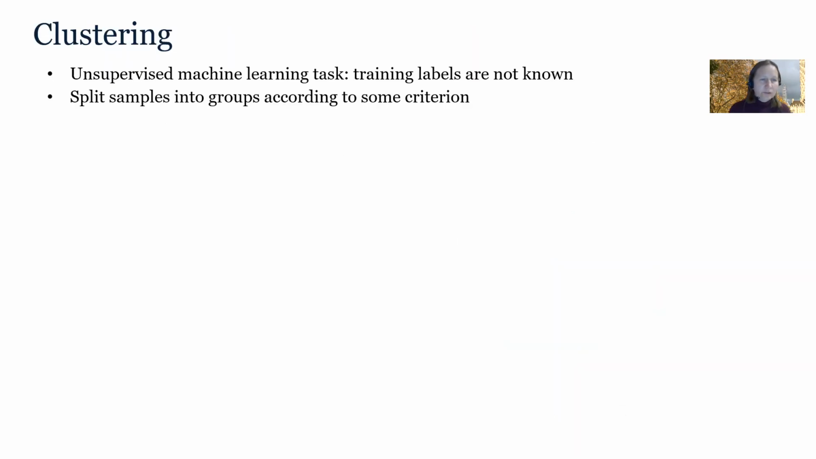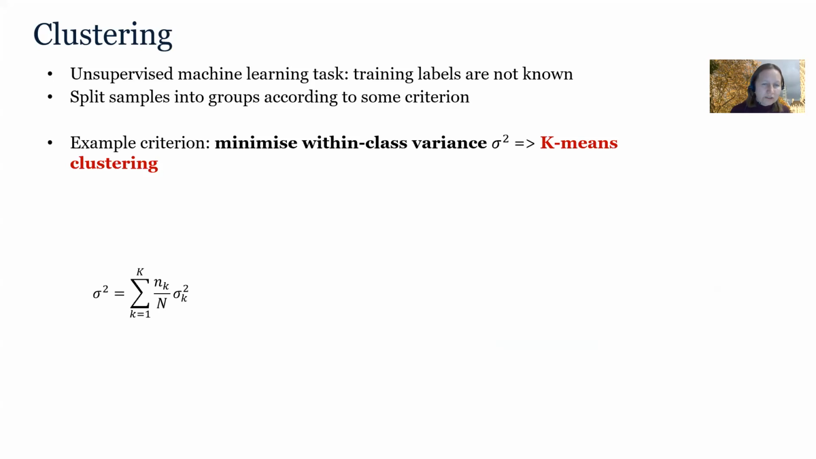This is done using clustering. And you already know that clustering is an unsupervised machine learning task, which means we don't have any training labels. Our aim is to split samples into groups according to some criterion. So what could this criterion be? For example, we could minimize the within class variance, and this results in k-means clustering. Let's break down what that means.